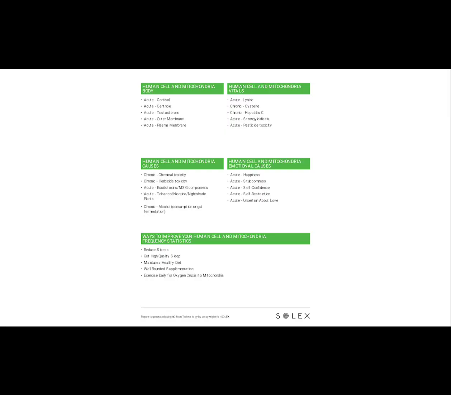Healthy diet, well-rounded supplementation. We already saw in other areas that she's not getting enough minerals and isn't absorbing the full benefit of her food. And then the last one, exercise daily for oxygen, crucial to her mitochondria. That's the 9th time she came up as needing to exercise. And those mitochondria are your powerhouses. That's right. They do your ATP production, and they're one of the major reasons why you're going to have enough energy in your body.